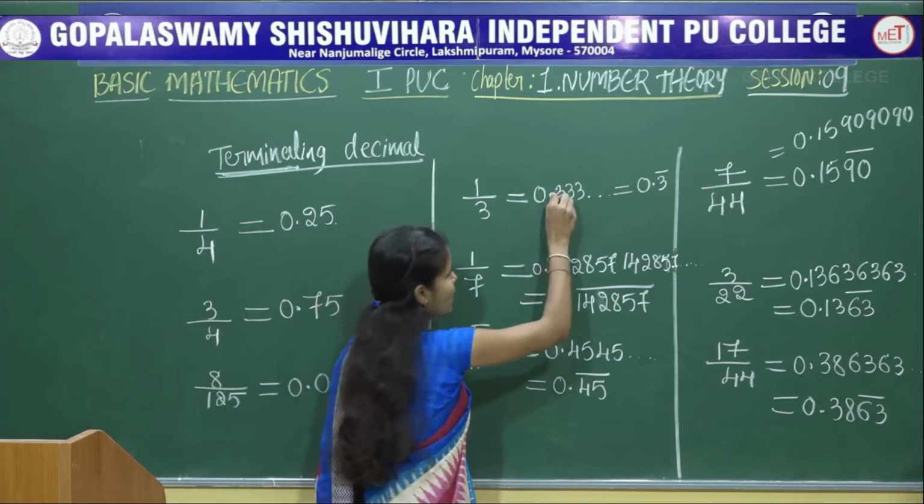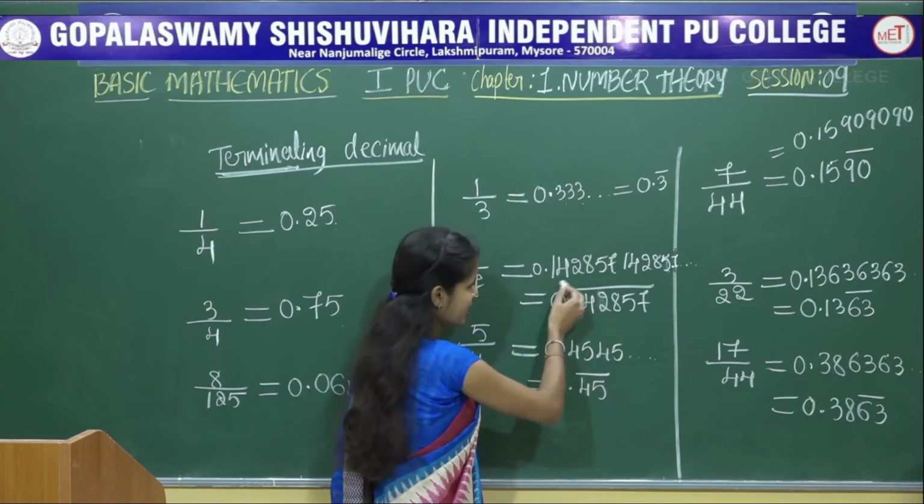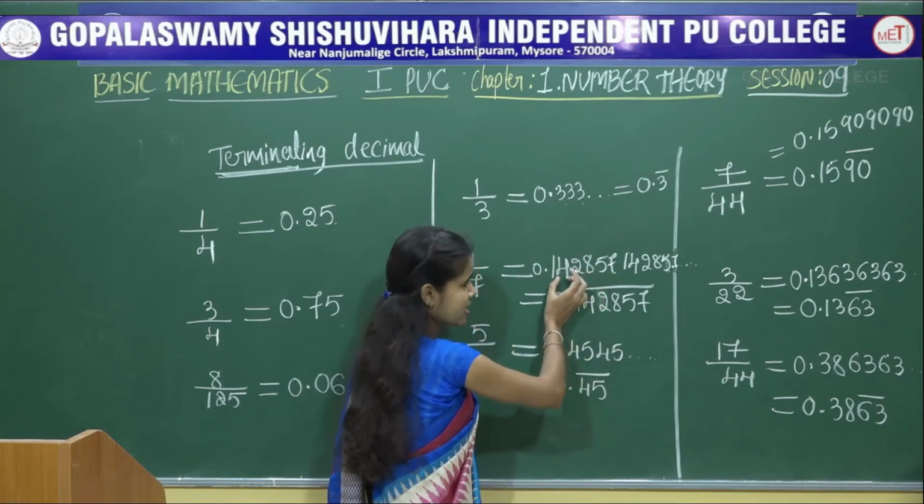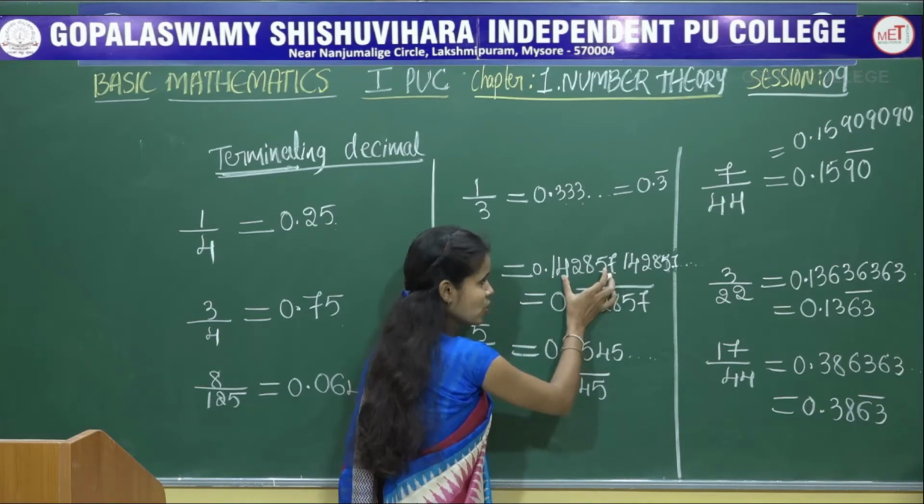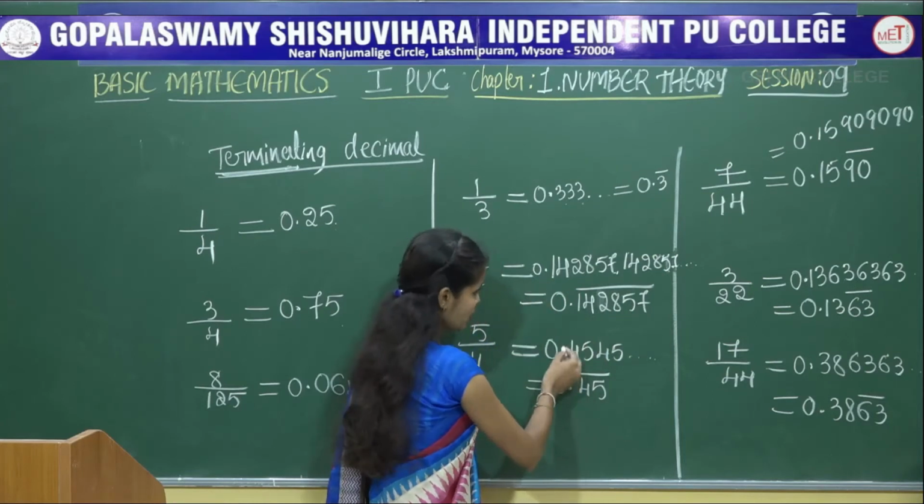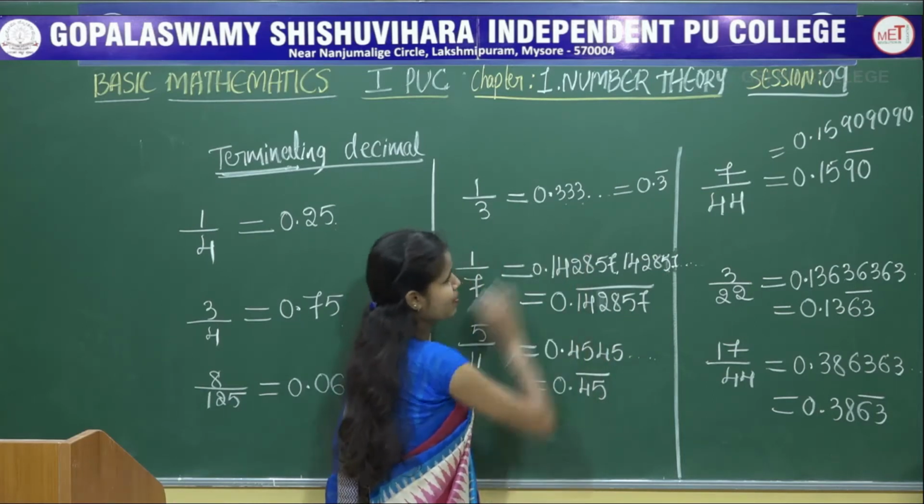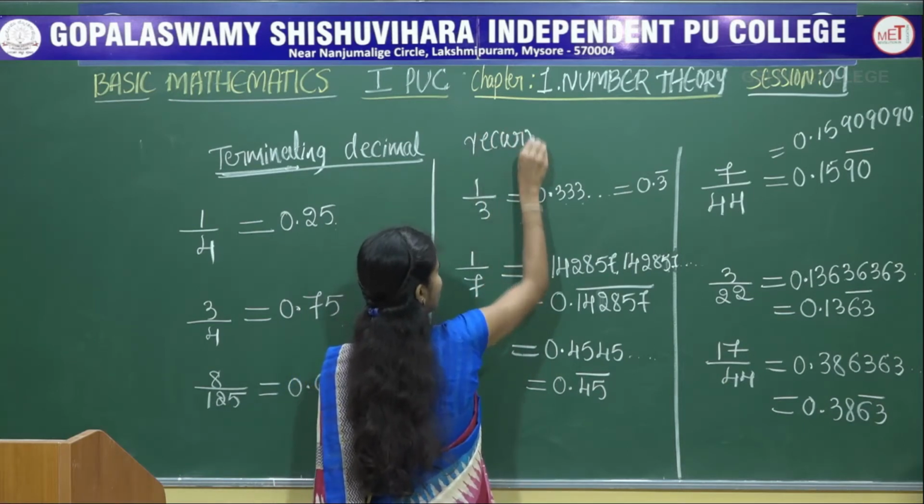Here observe, after the decimal point all the digits are repeated. 3 is repeated here after a certain stage. All the digits are repeated after a certain stage. Here 1, 4, 2, 8, 5, 7, six digits are repeated after a certain stage. So this type of decimal expansion is called recurring decimal expansion.